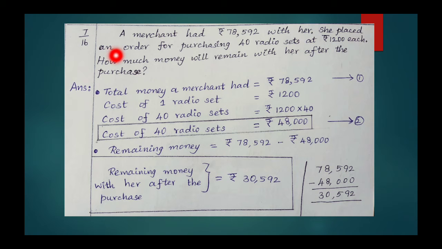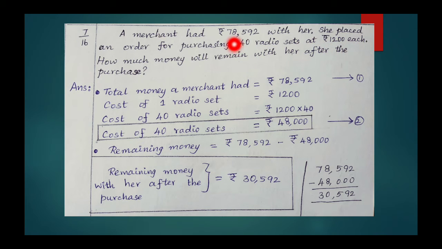Exercise 1.2, problem number 7 from page number 16. This is the continuation of exercise 1.2. A merchant had 78,592 rupees with her. So the merchant is a lady. She placed an order for purchasing 40 radio sets at rupees 1,200 each.